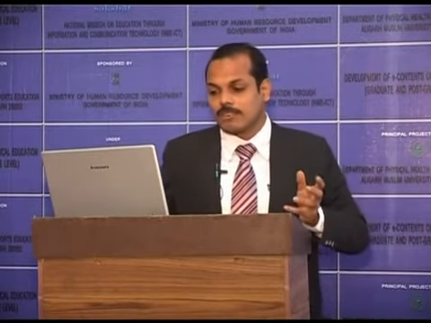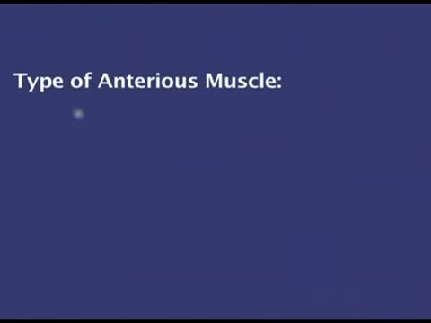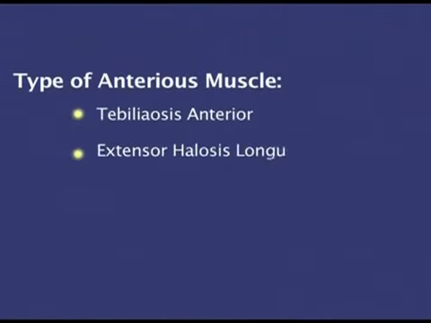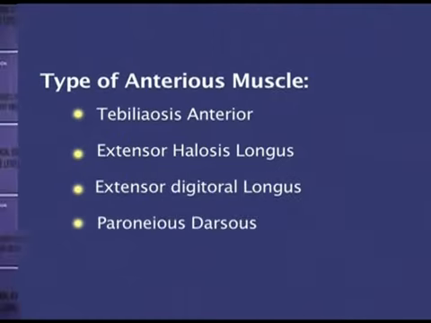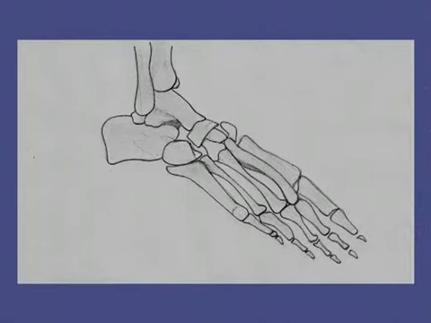So that is dorsiflexion, and the muscles which cause dorsiflexion, that is the dorsiflexors, are tibialis anterior, extensor hallucis longus, extensor digitorum longus, and peroneus tertius. These are the anterior muscles, and contraction of these muscles causes dorsiflexion of the ankle joint, or talocrural joint. We'll just go through one important muscle, that is the tibialis anterior muscle.